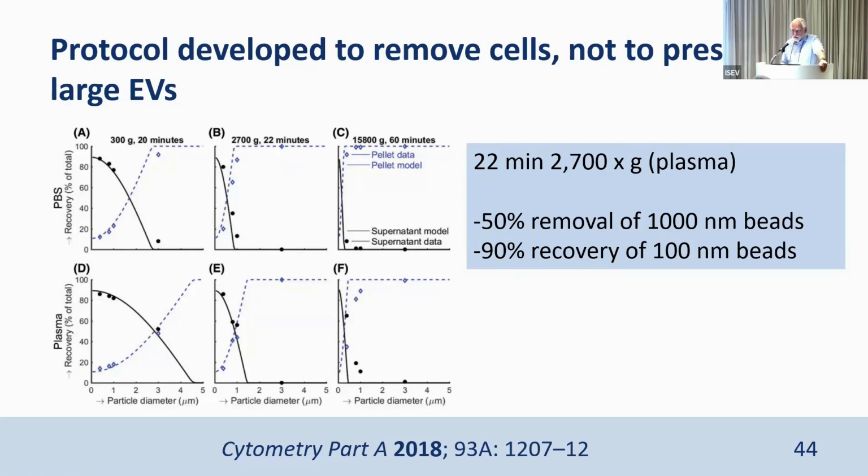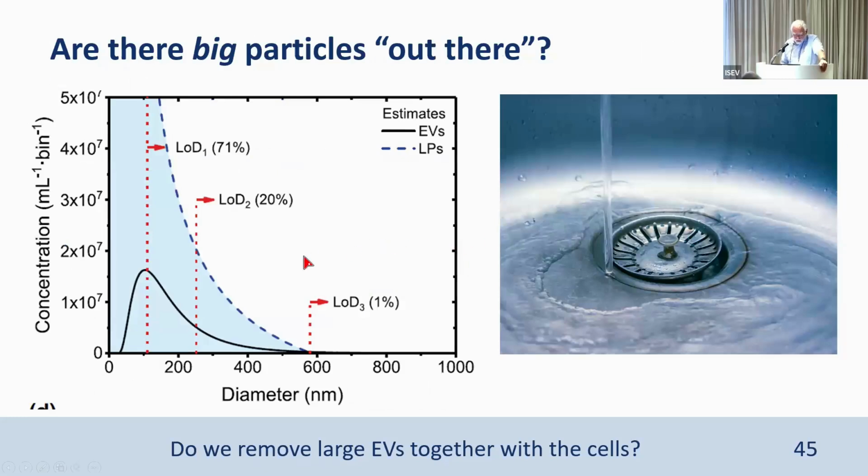So perhaps, and this is something I don't know, the absence of large vesicles is explained by the fact that we're throwing the large vesicles away in the centrifugation protocol, meaning that the moment we remove the cells, we also remove the large vesicles. I don't know, but I think this is food for thought, something to think about.